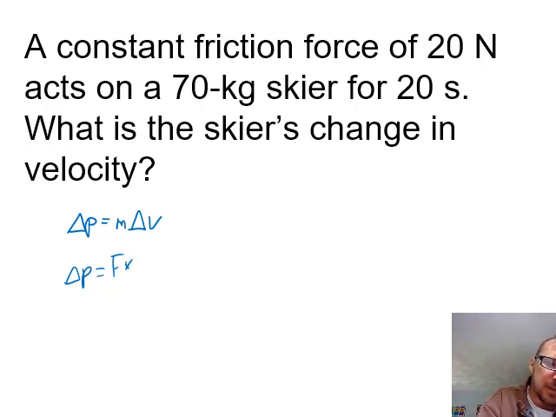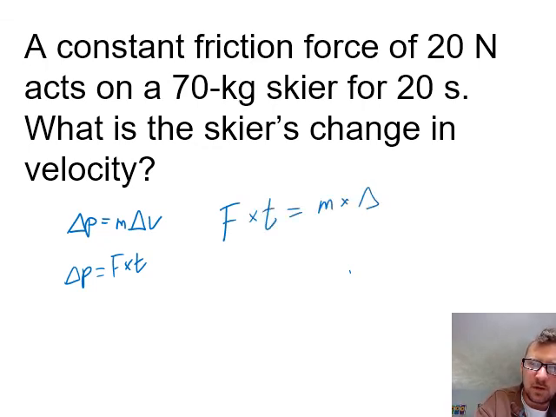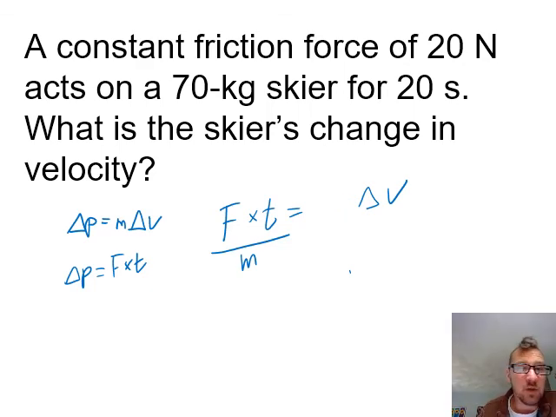times time. Now, the trick to this problem is that we don't care what the initial or final velocity is. All we care about is that change in velocity. And that works out to force times time equals mass times a change in velocity. If I divide both sides by m, the m divides off to become 1, and it's just force times time that will tell you how much the velocity changes. Don't care about the initial or the final.